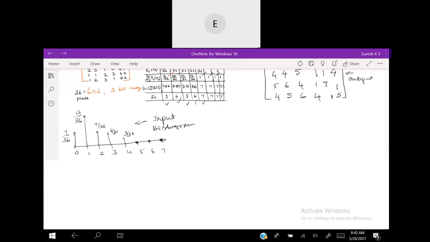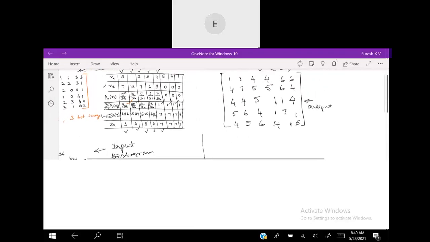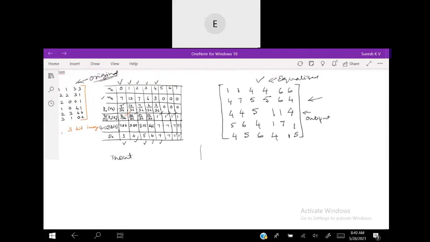Now, if you look at this carefully, you don't have the brighter pixels here. I only have the darker pixels here, which means the image is looking slightly darker. That is the meaning. Now, let us plot the output histogram or the target histogram. This is 0, 1, 2, 3, 4, 5, 6, 7. Now, to do this, you have to use your output image. Now, how many zeros are there?